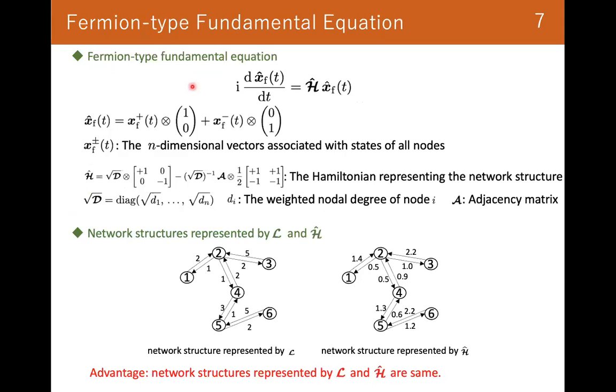Next, I will introduce the Fermion-type fundamental equation. The Fermion-type fundamental equation is expressed as this equation. In this equation, the 2n-dimensional vector x hat_f(t) is expressed as this formula. x_f plus/minus (t) are the n-dimensional vectors associated with states of all nodes. H hat is the Hamiltonian representing the network structure. Root D is the square root matrix of degree matrix D, and D_i is the weighted nodal degree of node i. A is adjacency matrix. In addition, this figure shows network structures represented by L and H hat. This figure indicates the advantage that network structures represented by L and H hat are the same.